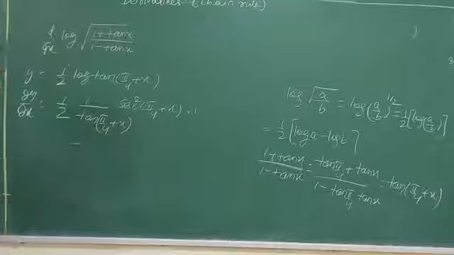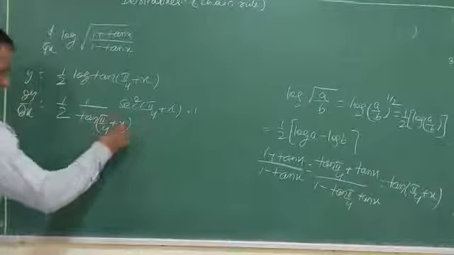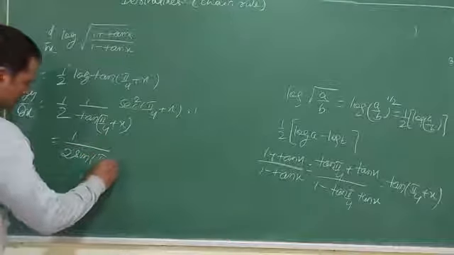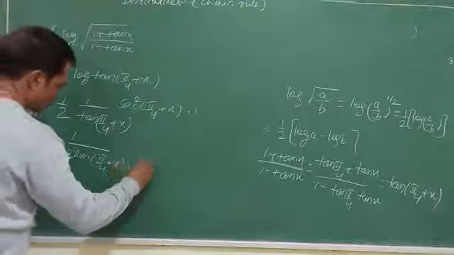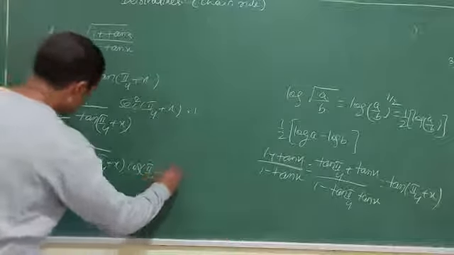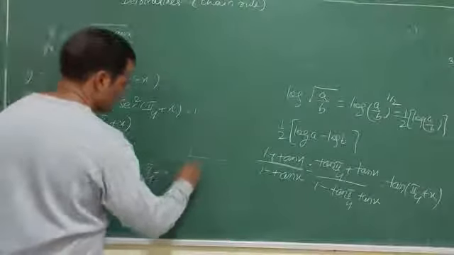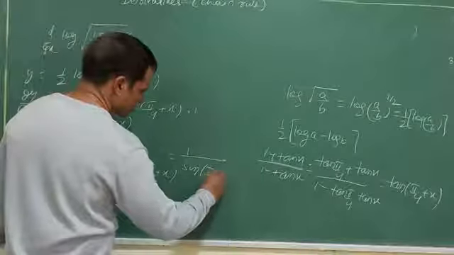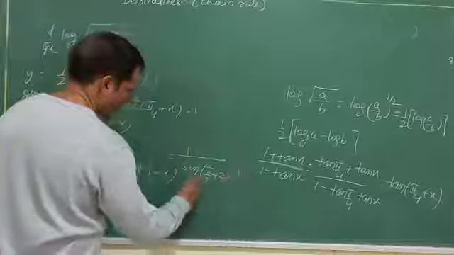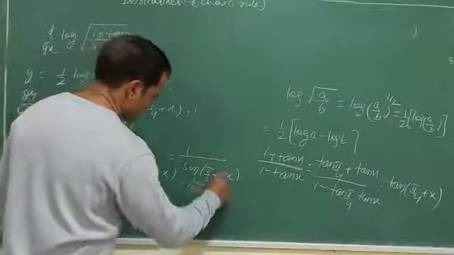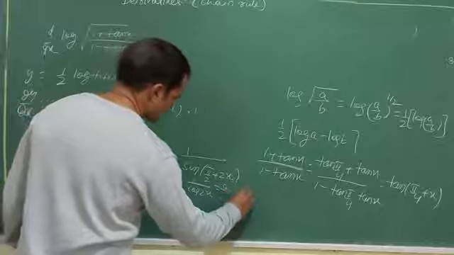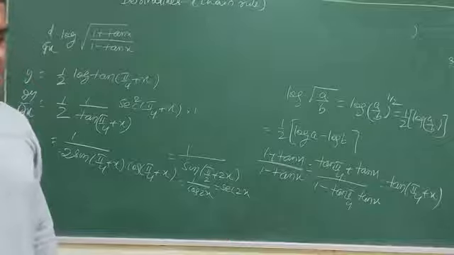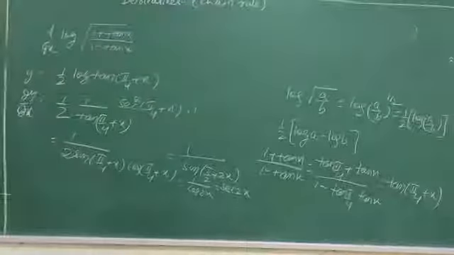Bring it to denominator. Break them into sin and cos. Sin by cos, 1 by cos square, that gives you 1 by 2 sin (pi by 4 plus x) into cos (pi by 4 plus x). That becomes 1 by sin 2 theta, sin (pi by 2 plus 2x), 1 by cos 2x. This is the final answer. Sec 2x is the answer. So we have to be very careful while solving this kind of question. Next.